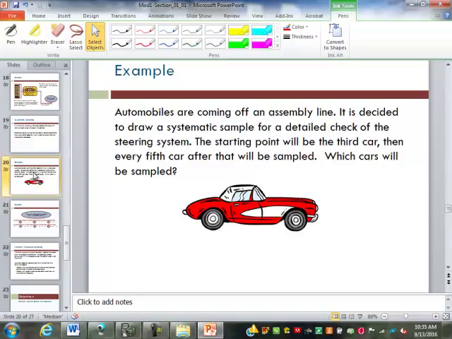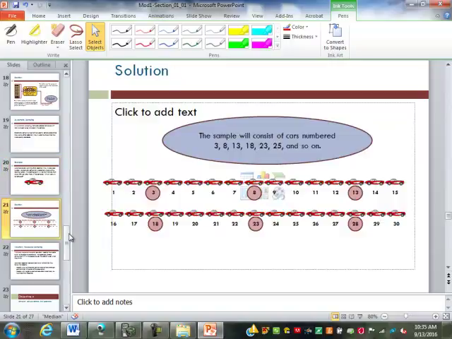So every car, it's random. Every car has a chance of being selected depending on what's selected first, but it's not simple random because once the first car is selected, then the rest are determined by the system. So there is no way that 2 cars in a row could possibly be part of the sample. And here's just another illustration of that systematic sampling.